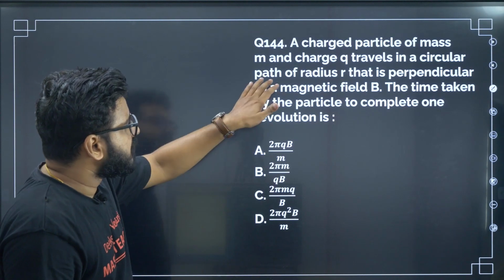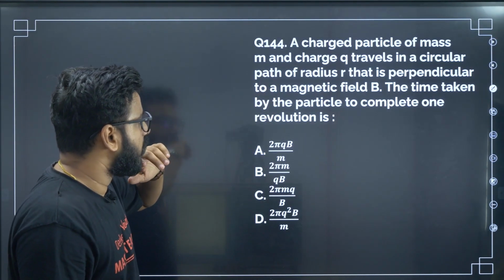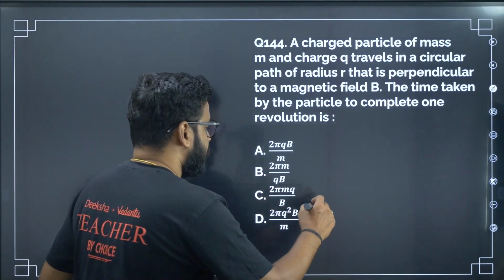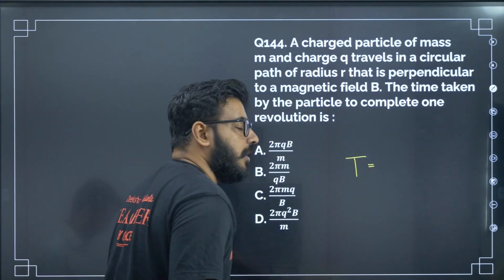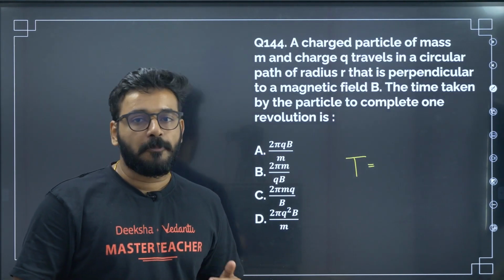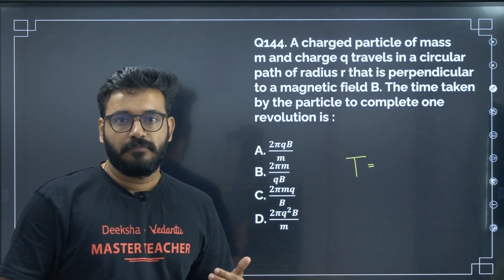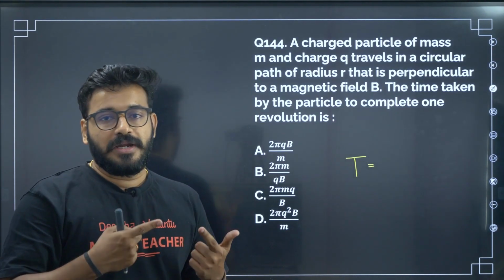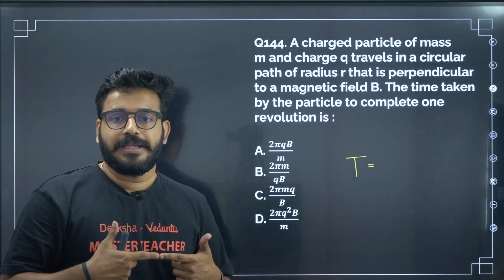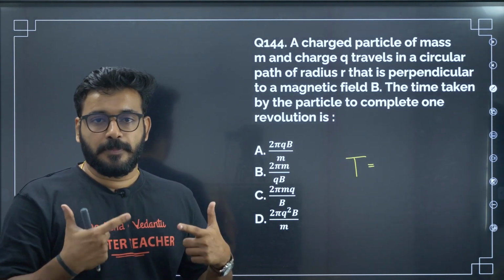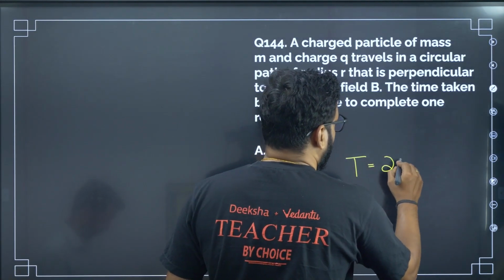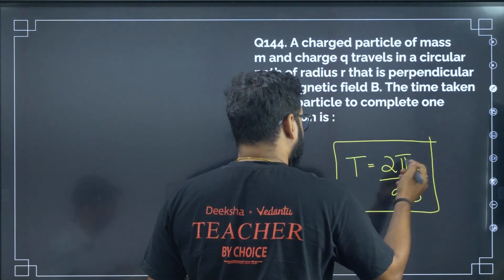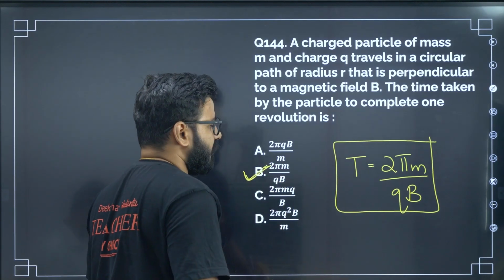Next question: charge particle of mass m and charge q travels circular path. The time taken. They are asking the time period. The time period formula is pretty straightforward. Time period of charge particle entering perpendicularly into a magnetic field, and it goes through a circular path. So time taken for completing one revolution, time period of a charge particle taking a circular path when entering the magnetic field perpendicularly is 2 pi m divided by qB.